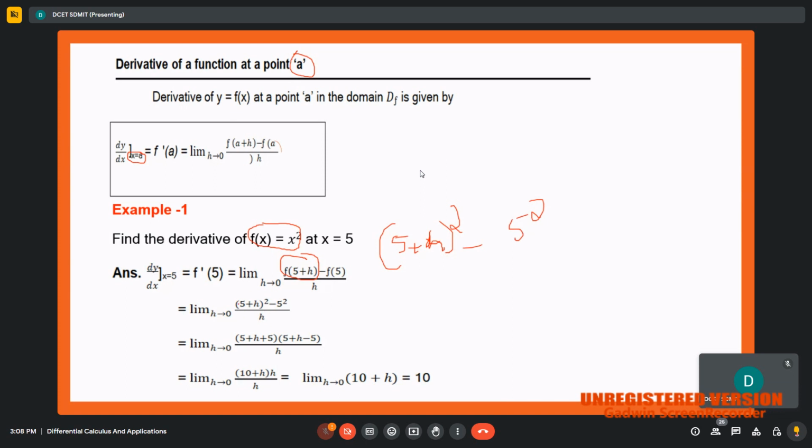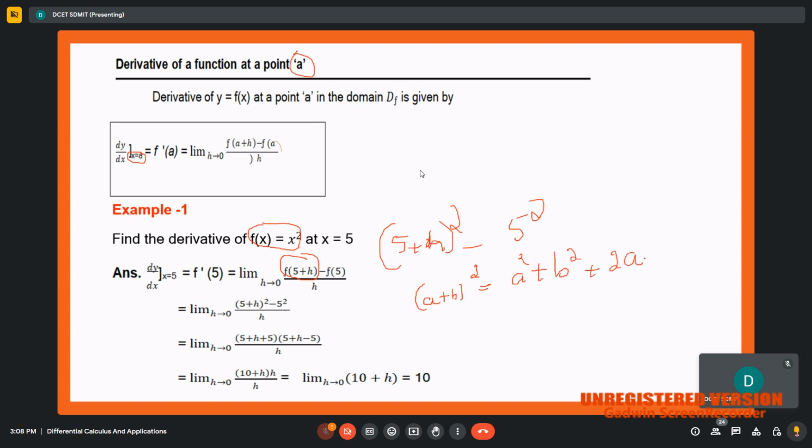Now simplify 5 plus h whole square. Which formula are we using? Here we use the a plus b whole square formula. a plus b whole square is nothing but a square plus b square plus 2ab.